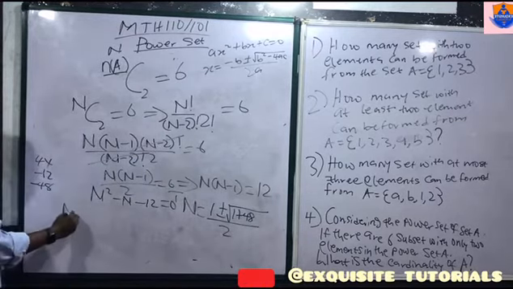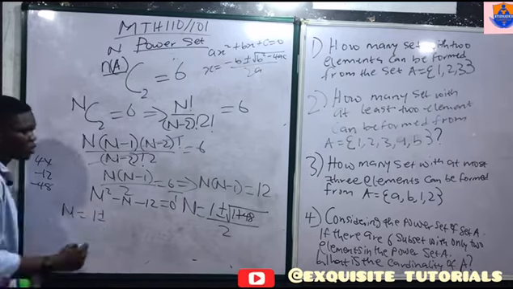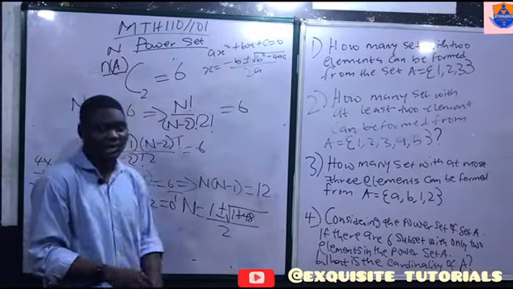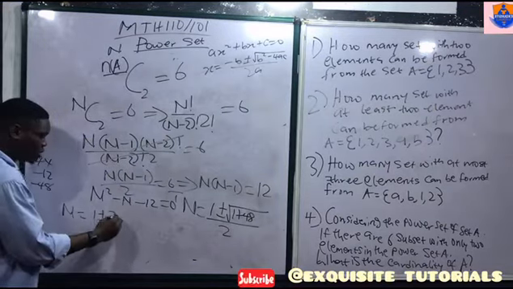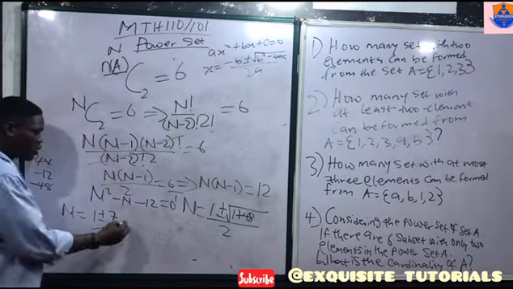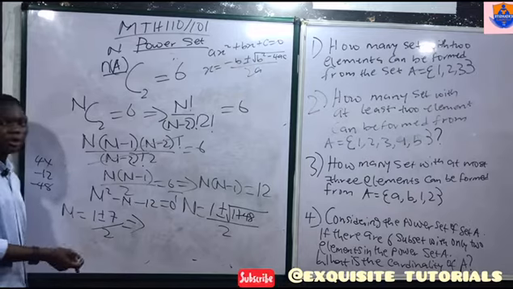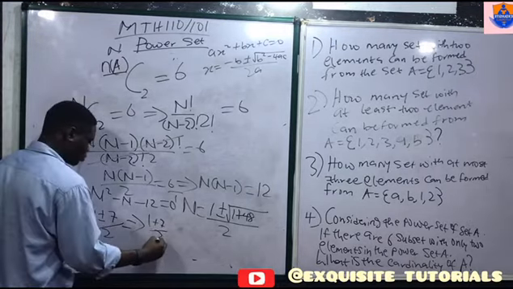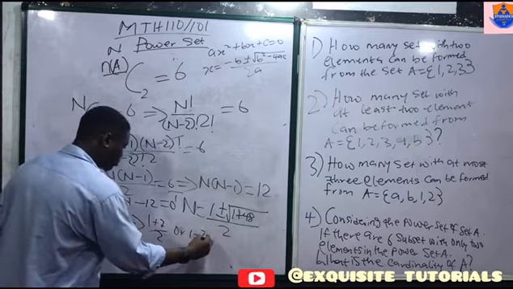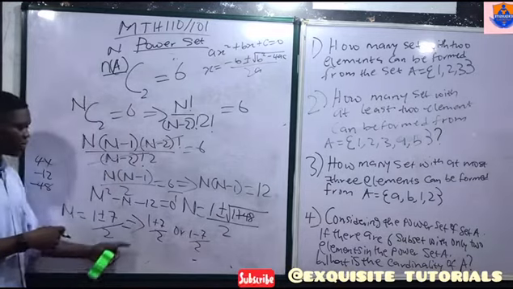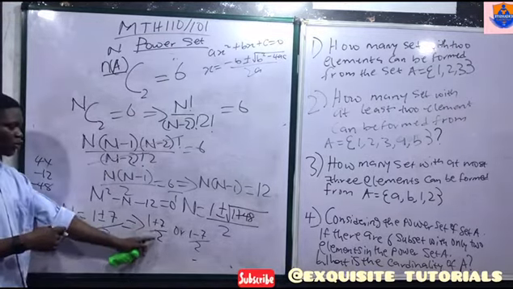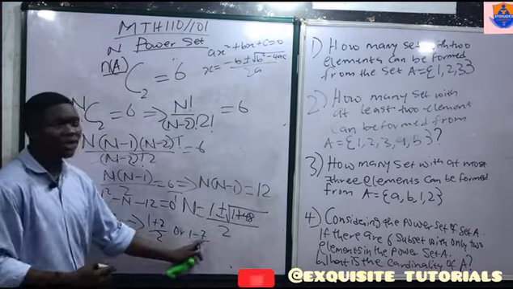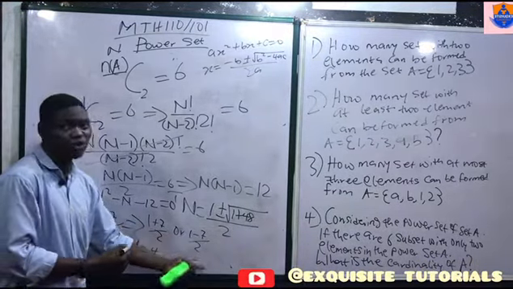So our n becomes 1 plus or minus. 1 plus 48 is 49. And the square root of 49 is 7. So we have 1 plus or minus 7 all over 2. Now this is where we now separate it. Our n becomes 1 plus 7 over 2 or 1 minus 7 over 2. 1 plus 7 is 8. So we have 8 over 2, which is 4. 1 minus 7 is minus 6. Minus 6 over 2 is minus 3.